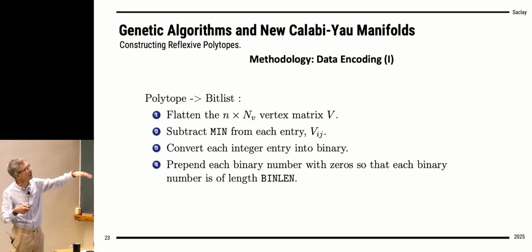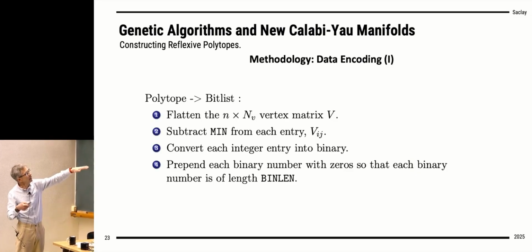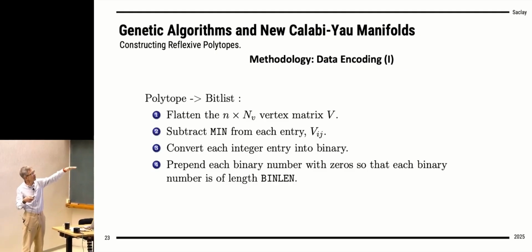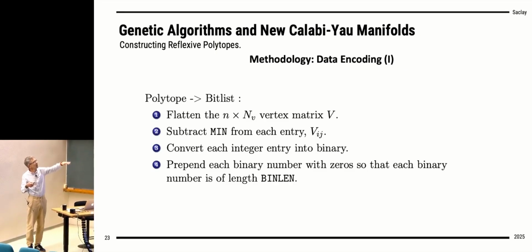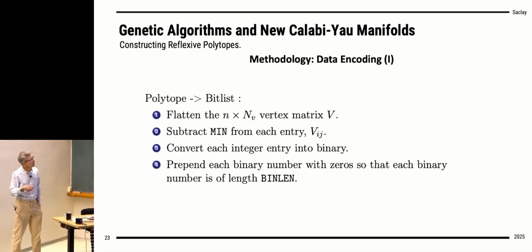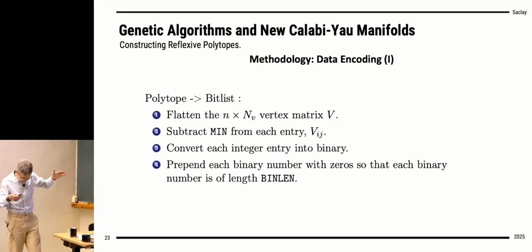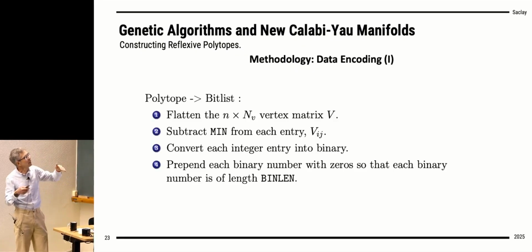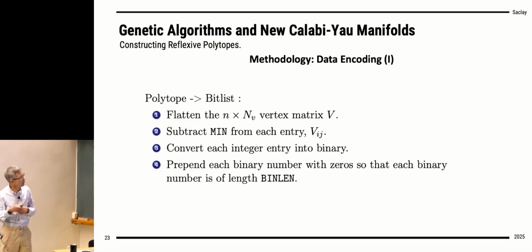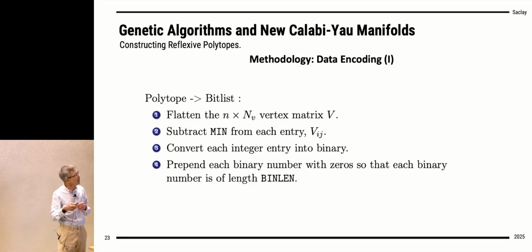You encode the vertices. So n here would be the dimension. So in this case, n would be 5. You specify how many vertices you want to have, and you have to specify what those vertices are. So you randomly select vertices. In order to apply the idea of the genetic algorithm, you have to make every integer entry in a vertex a positive entry, so you have to subtract a certain minimal negative number so that everything becomes positive.